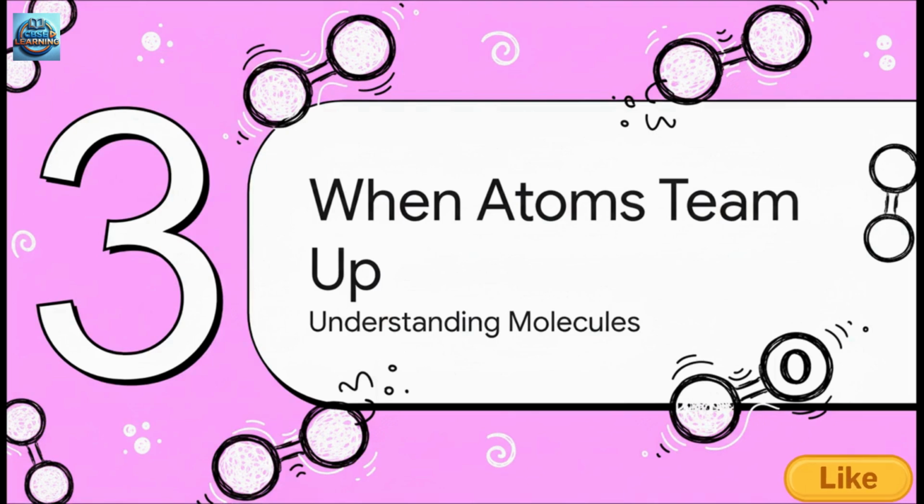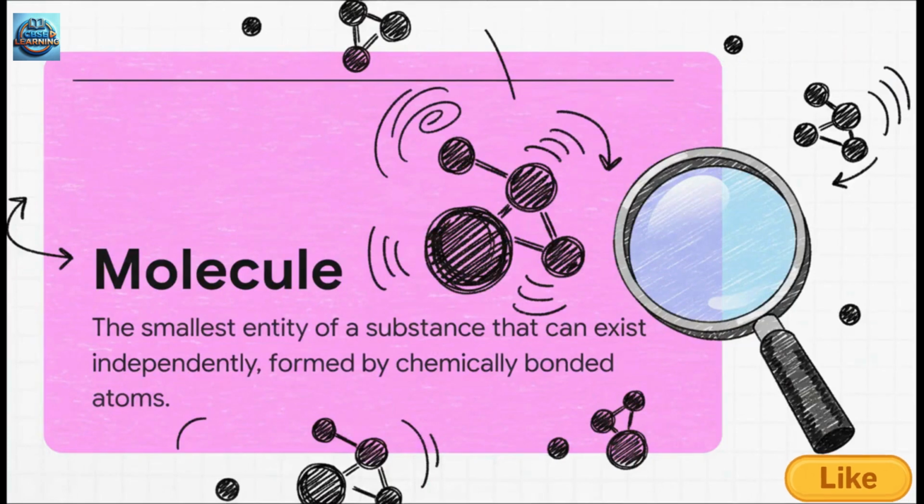They build molecules. So when you get two or more atoms and they get stuck together by these really strong forces, we call those chemical bonds. That's a molecule. And here's what's cool about a molecule. It's the absolute smallest piece of a substance you can have that can exist all by itself and still be that substance. It keeps all the original properties.